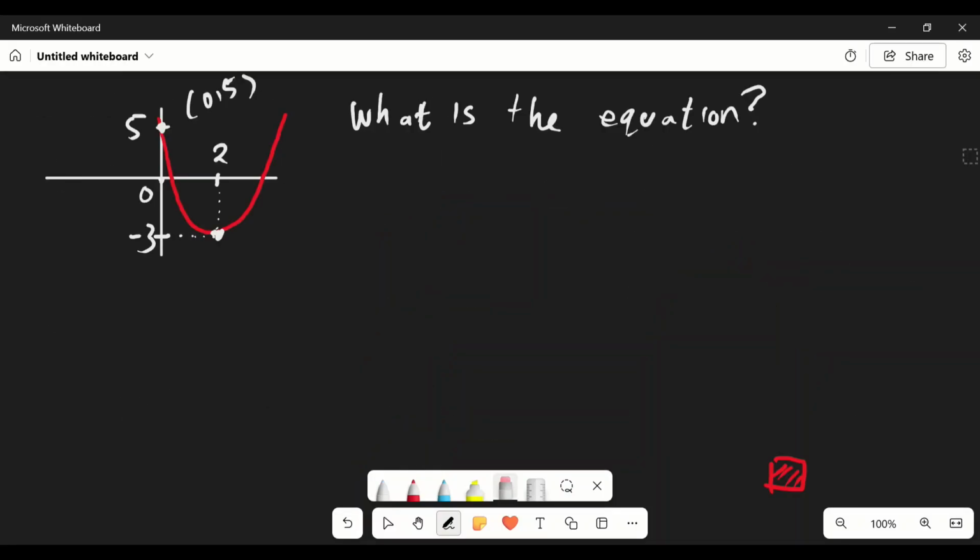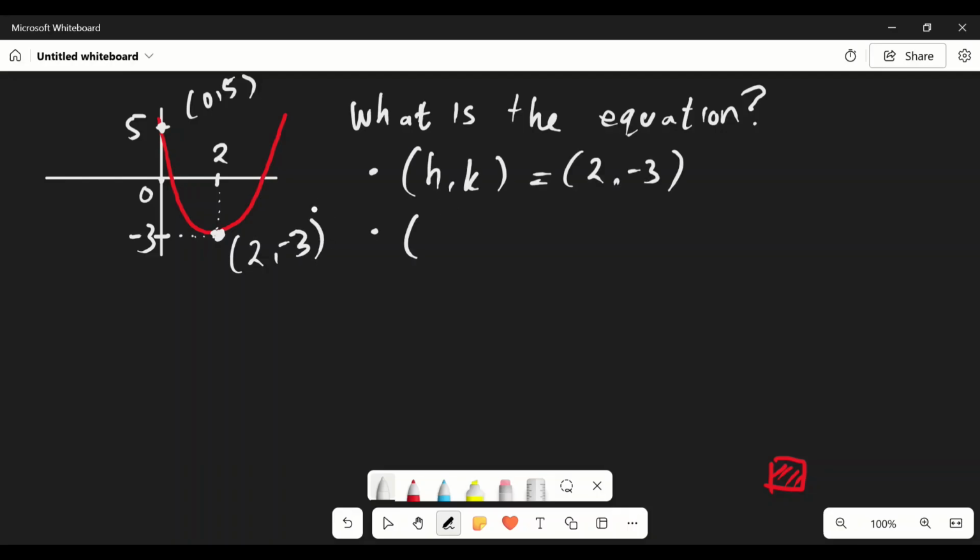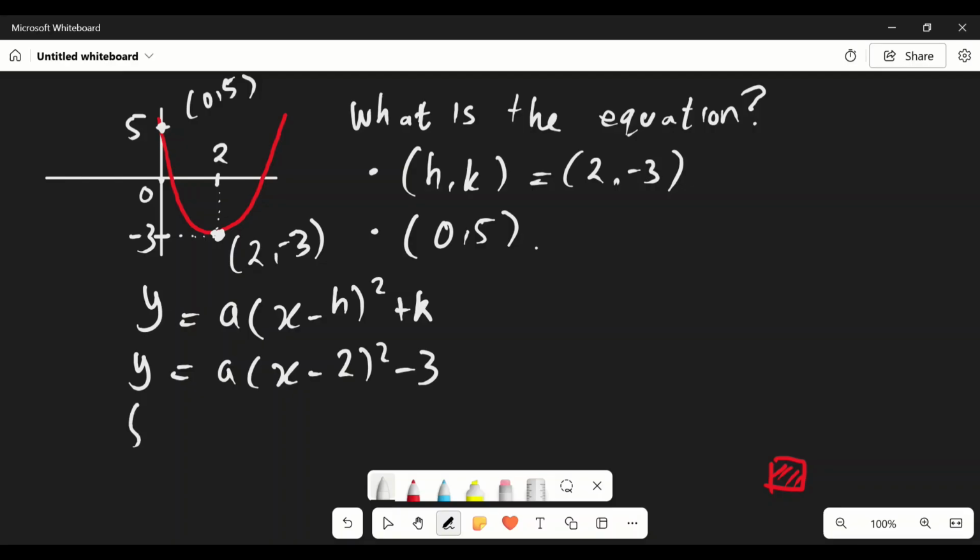What is the equation if we take a look at this graph? We want to know the quadratic equation form. The vertex point of this graph is at this point, that is 2 and minus 3. And this graph passes through this point, that is 0 and 5. Then we can use this formula. We substitute for h and for k, and we know that y equals f of x.